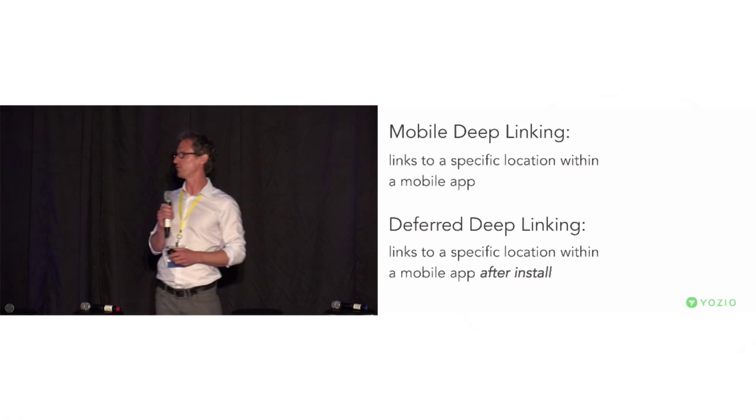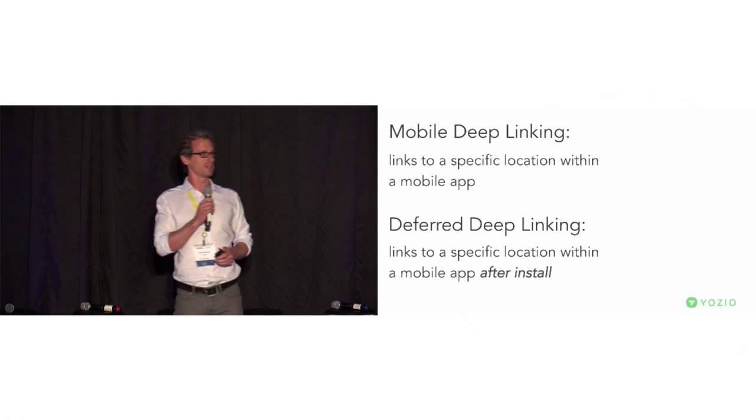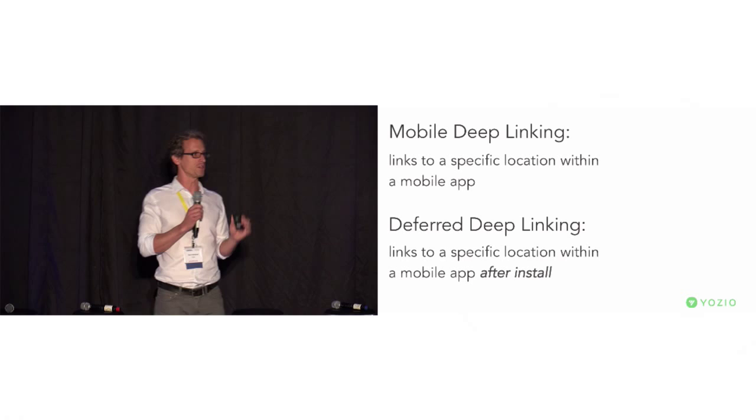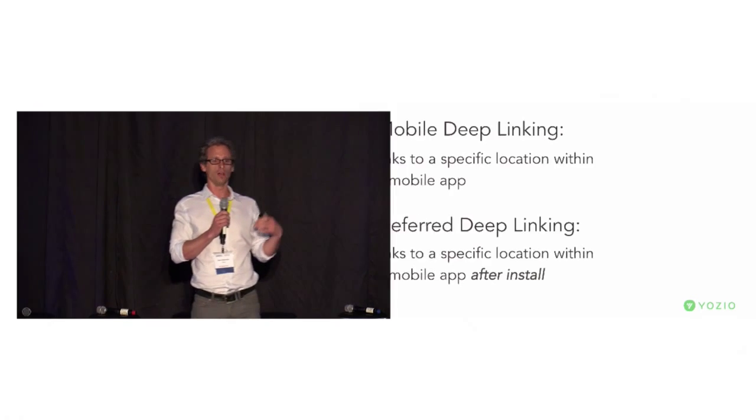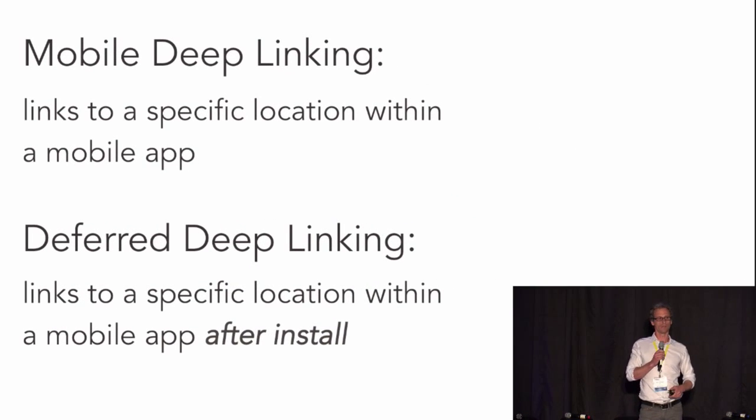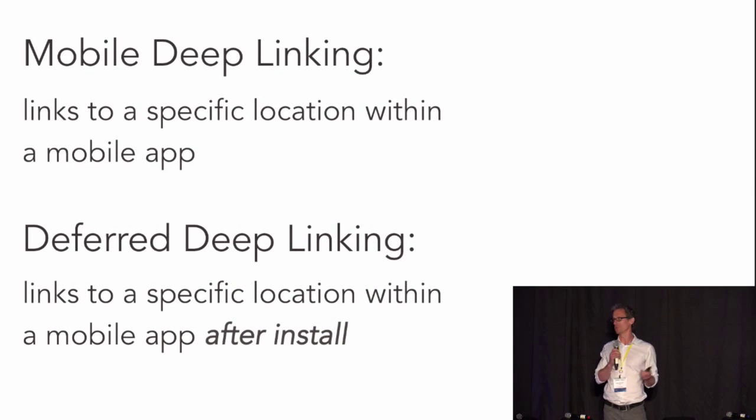So first, let's start off with some definitions. Deep linking. Mobile deep linking is when you click on a link and go to a particular location within the app. So if you get an email with a promotion for a pair of jeans, when a user clicks on that link, they go immediately to that pair of jeans in the app.